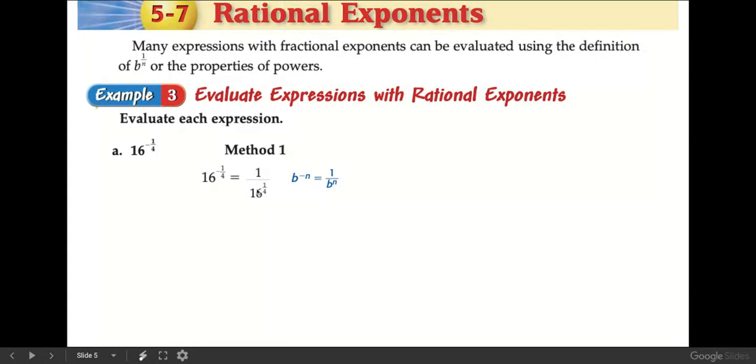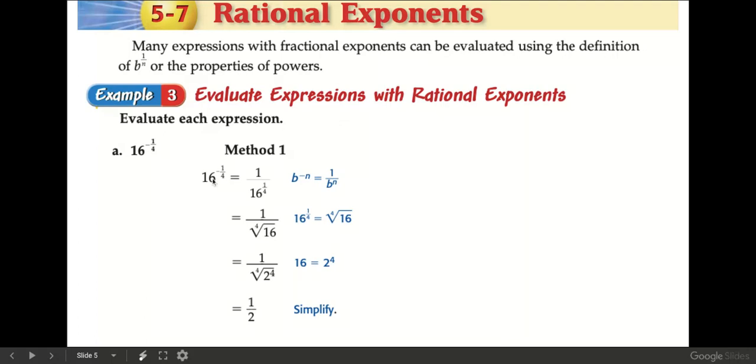Now I have 1 over 16 to the 1/4 power. I'm going to rewrite the fractional exponent as a radical. So 16 to the 1/4 power is really just the fourth root of 16; those are equivalent. In the next step, I can rewrite 16 as 2 to the 4th power, since 2 times 2 times 2 times 2 is 16. And the fourth root of 2 to the 4th power is just going to equal 2. So this was really equivalent to 1 over 2. That's my simplified answer.